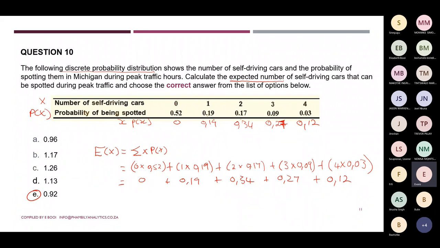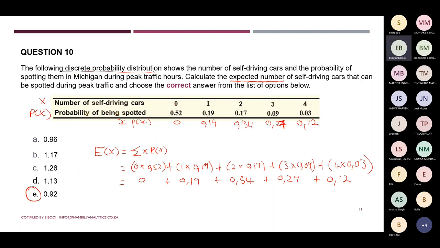I think the last one is wrong, Lizzie. The last one is? Yeah, 4 times 0.03 is 0.12. Yes. Number 4 is correct. Yeah, 0.12, that's what I also get. So the answer is E.